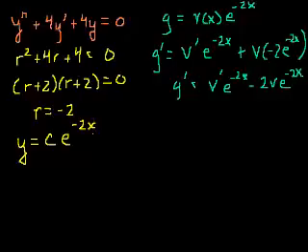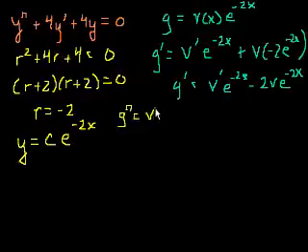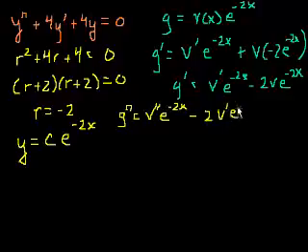Now we have to get the second derivative. I'll do that in a different color just to fight the monotony of it. So for the second derivative, we're going to have to do the product rule twice. The derivative of this first expression is going to be v double prime e to the minus 2x minus 2 v prime e to the minus 2x. That was just the product rule again.